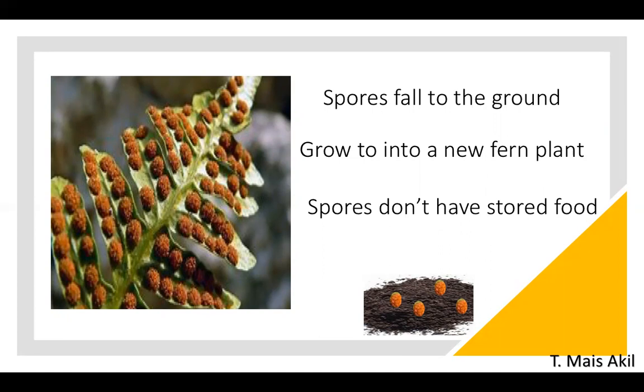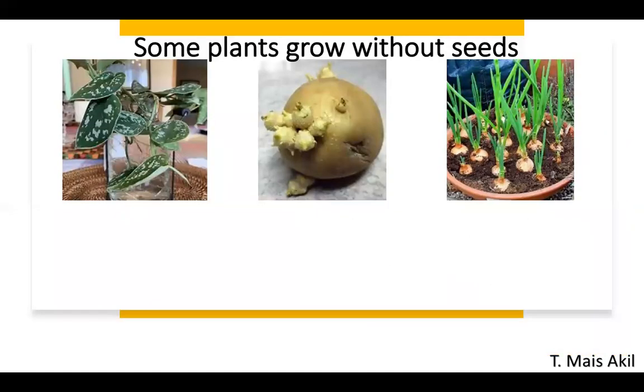And as we said, the spores are not like the seeds. They don't have stored food. Some plants grow without seeds. As you see in this picture, there is a potato, an onion, and another kind of plant. These plants can grow without seeds. For example, the potato or the onion don't have any seeds, so how could they grow?